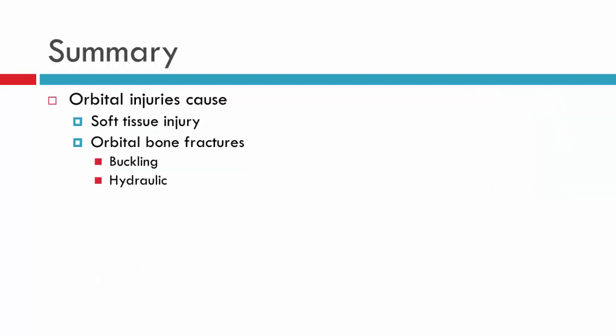So in summary, soft tissue injury and orbital fractures can occur from trauma. And where it's an orbital bone fracture, the mechanisms that we consider to cause the fracturing of the orbital wall or walls, in some instances it can be multiple, are the buckling and the hydraulic mechanisms. The next several videos in this series will now focus on blowout fractures in particular, as well as soft tissue injury to some extent, talking about the classification of blowout fractures, clinical characteristics, and also the management of these patients.